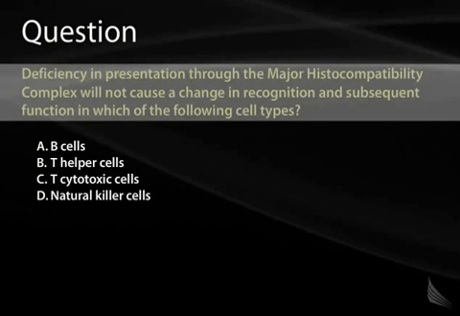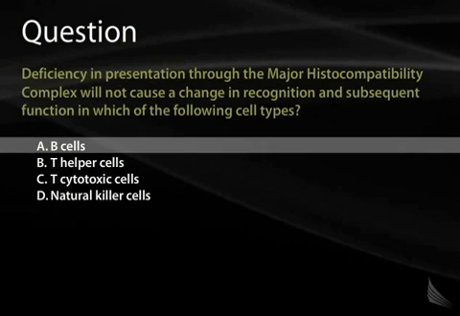So question, a deficiency in presentation through the major histocompatibility complex will not cause a change in recognition and subsequent function in which of the following cell types? A, B cells, B, T helper cells, C, T cytotoxic cells, or D, natural killer cells? The answer here is A, B cells.